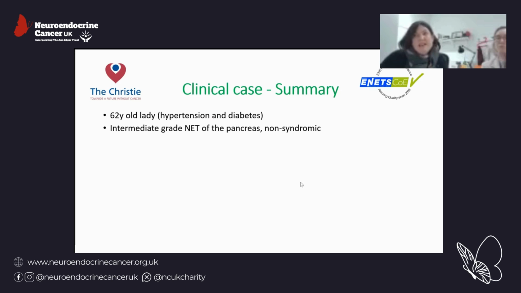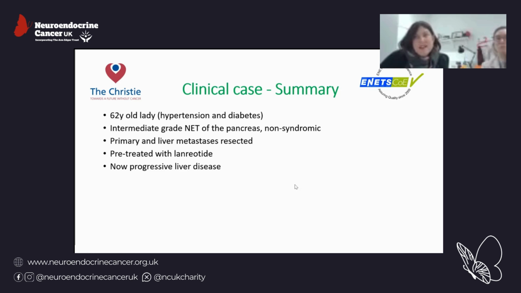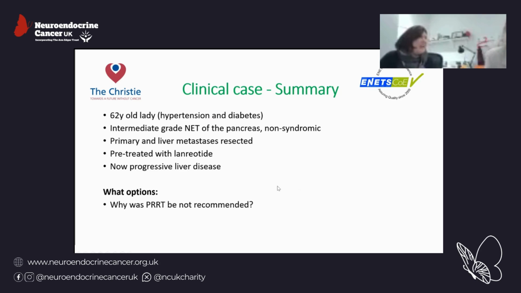It was well differentiated, indeterminate grade 2. They weren't syndromic. The primary and the liver metastases had been resected. They'd been preloaded with lanreotide, and now there was progressive liver disease. And we said, what are the options? And we've said, Melissa, I'll hand this over to you.